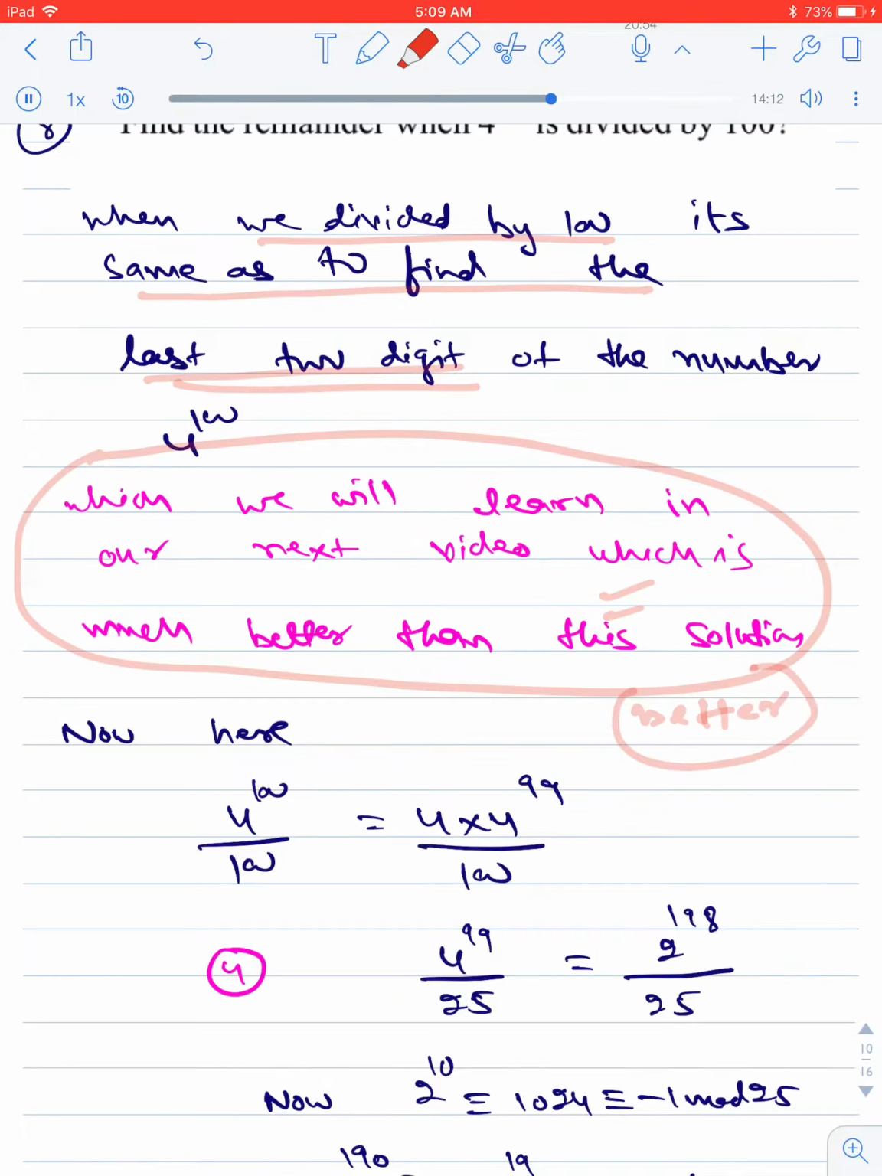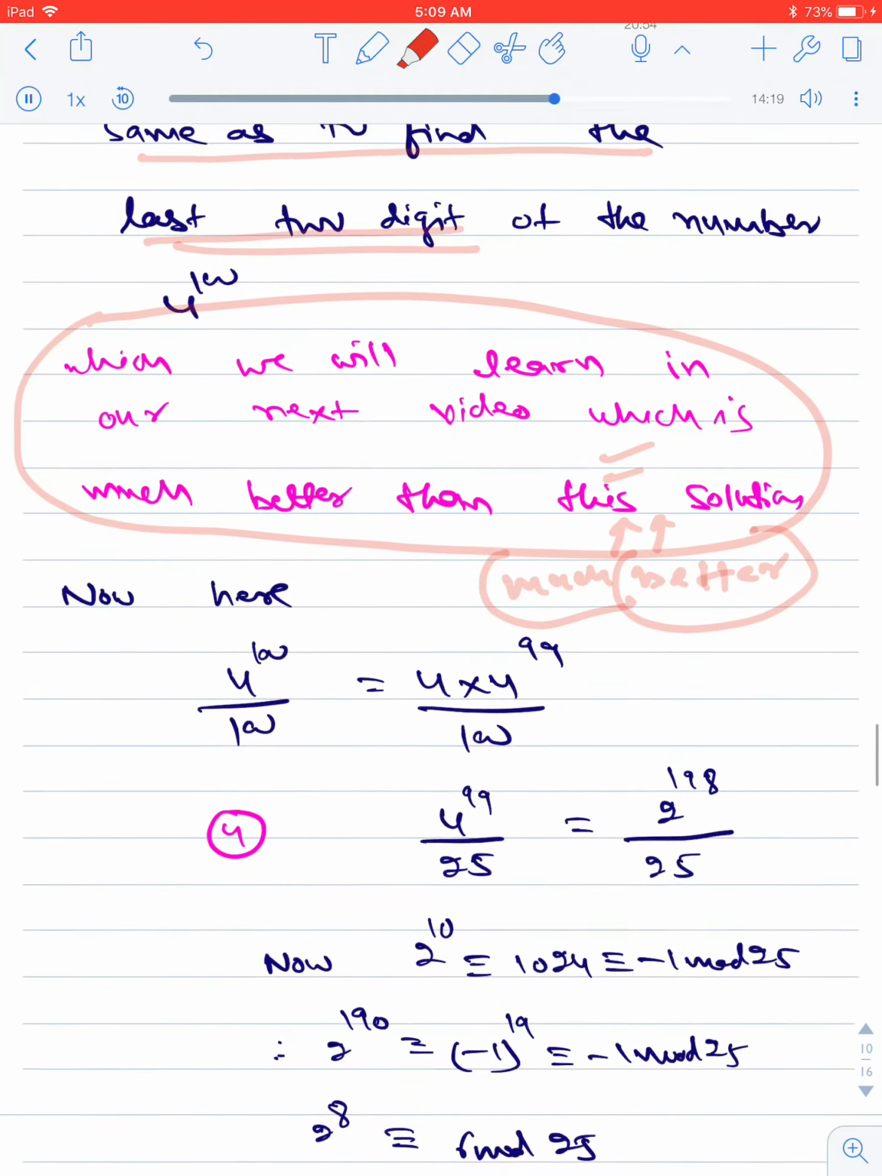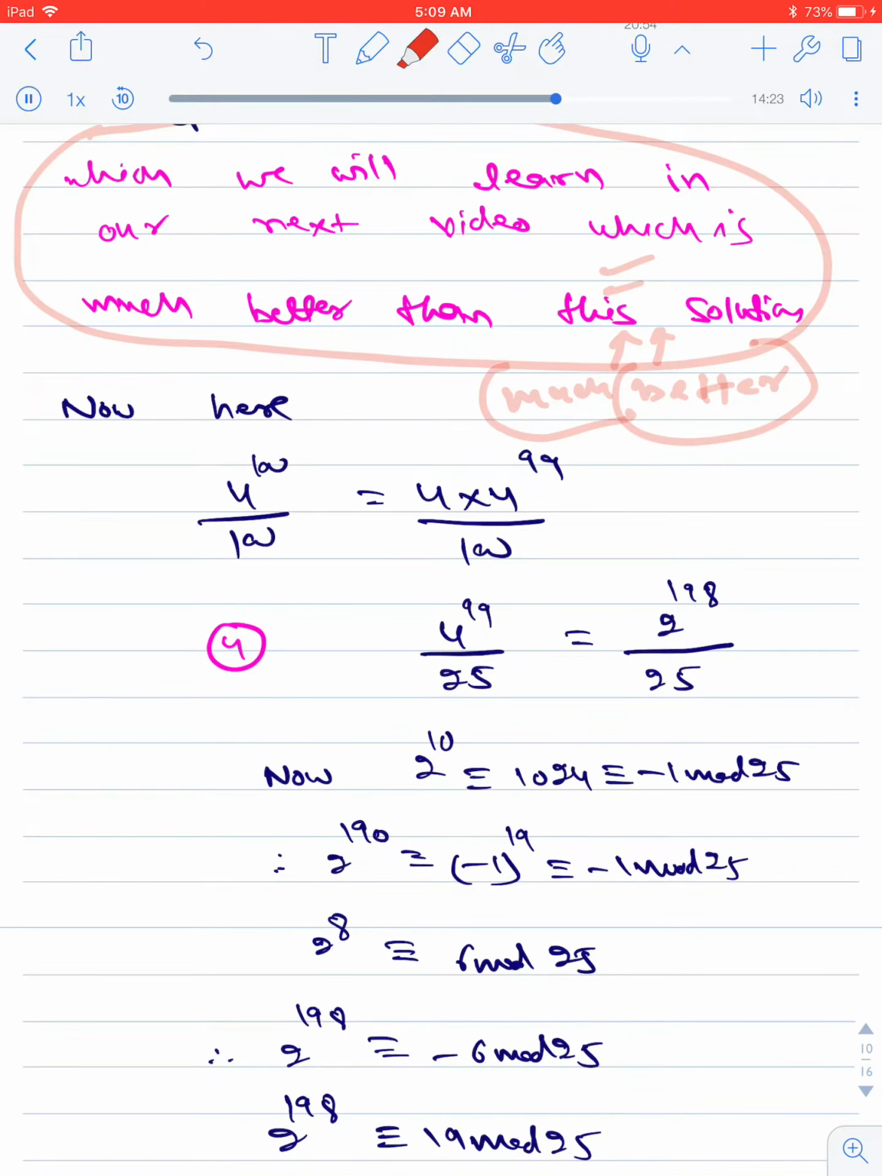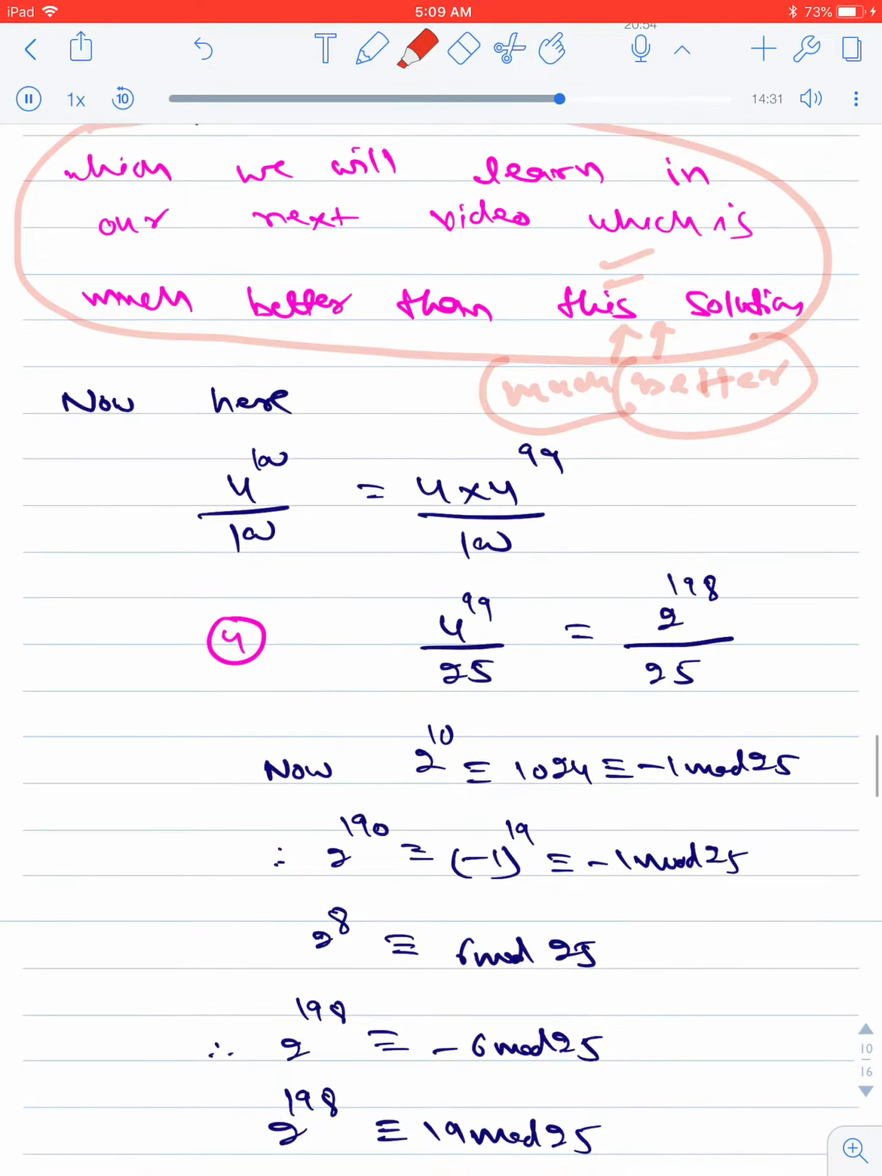That is, we can obtain the remainder by 100 by using the last 2 digit method, which I will use in my next video. So you will learn how, in seconds, or you can say hardly a maximum of 1 minute, you can find the unit digit of any number. So we will learn that in the next video. So now here I am using the same concept.